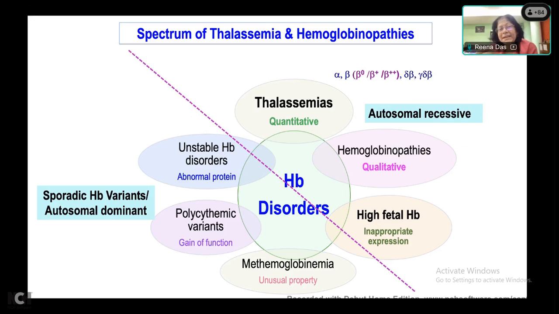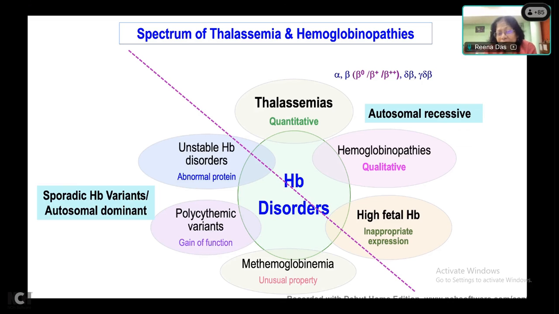So I said the amino acid changes, like the sickle cell, would be an abnormal hemoglobin or a qualitative change. We also have sometimes a situation where in adults you will find high fetal hemoglobin. Now we know that high fetal hemoglobin is not really an abnormal hemoglobin, but seeing it in more amounts than the roughly 1% that we get in adults is known as an inappropriate expression.